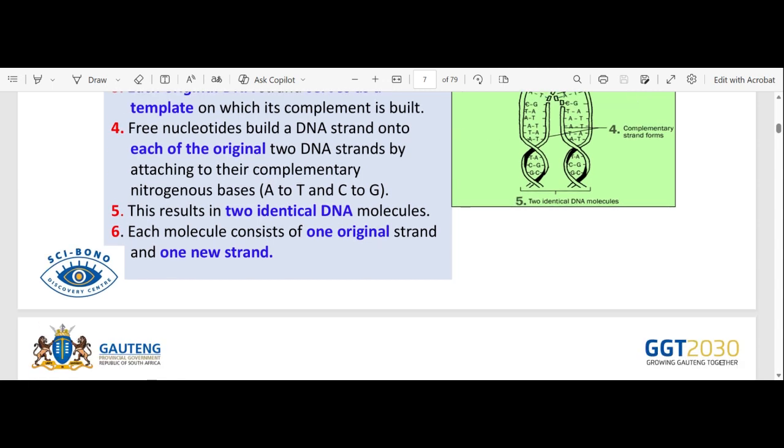Okay, let's go to our fifth point. This results in two identical DNA molecules. Does that make sense? And each molecule consists of one original strand and one new strand. Another point that I will add is that the whole process of DNA replication is controlled by enzymes.